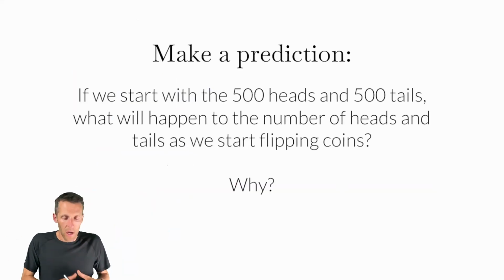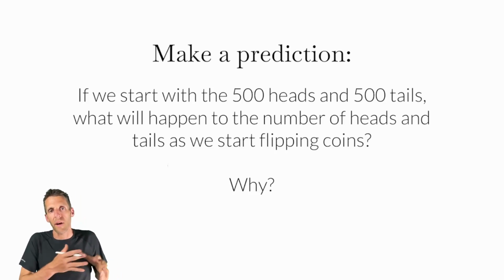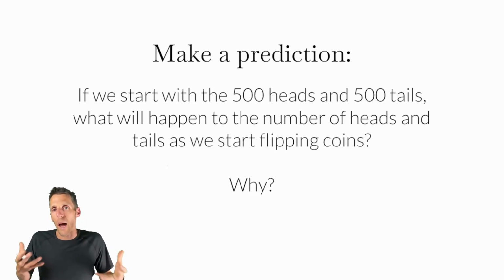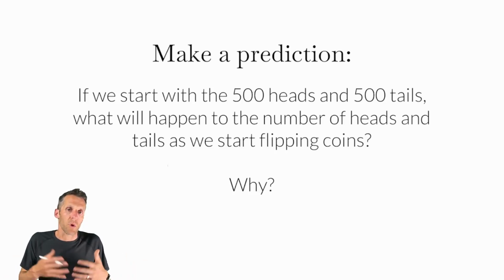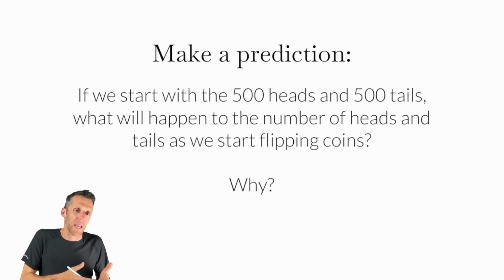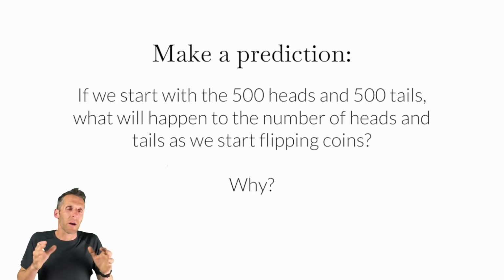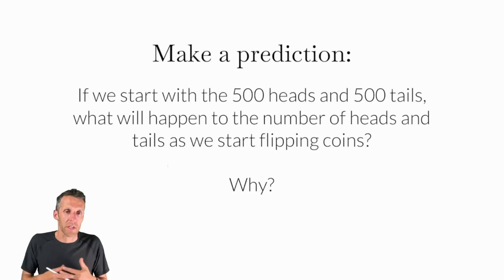All right, so let's start with making a prediction. Imagine that we start with 500 heads and 500 tails. What's going to happen to the number of heads and tails as we start flipping the coins? What's going to happen, and why? This is one of those videos where it's really important for you to pause and think about things, not just watch as it goes. I strongly recommend you pause the video and think about the answer to these questions before I show the next slide. Here, I'll give you a chance to find the pause button on whatever device you're using. You're pausing.